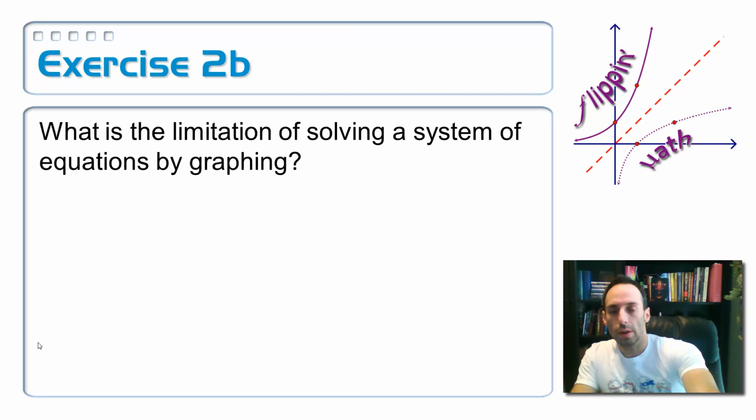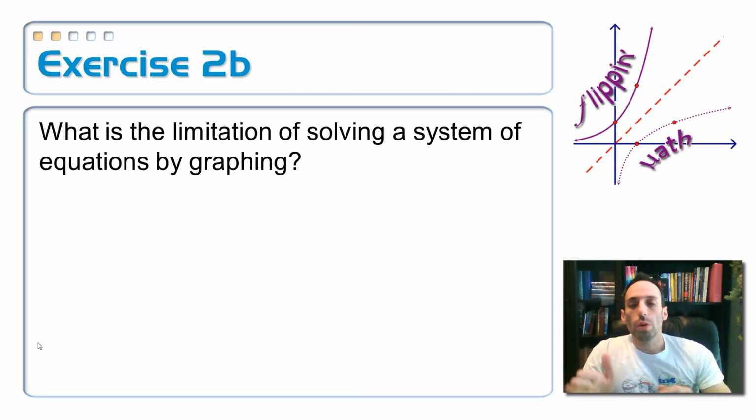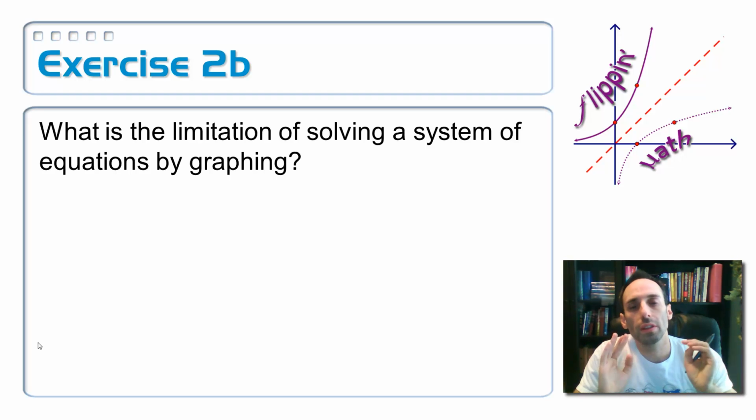All right, so I have a follow-up question for you. What do you think is the limitation of solving a system of equations by graphing? Sure, it's a simple method. I just graph each one of the equations and see where they intersect. What do you think the limitation of doing it by this method is? So take a second, think about it.